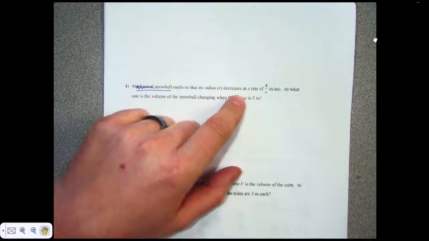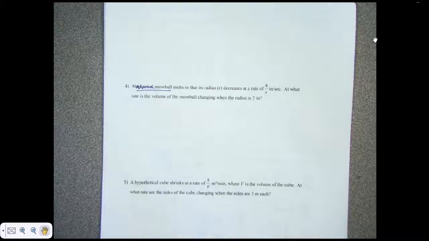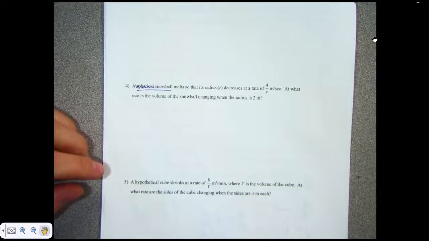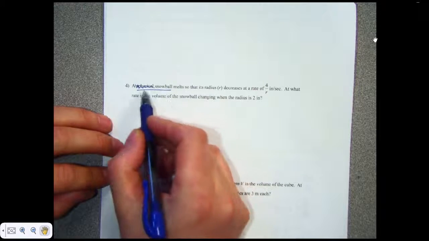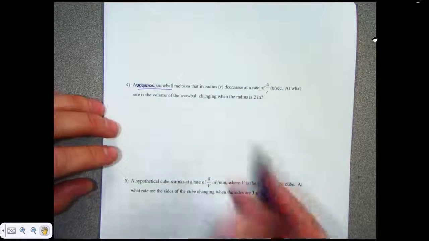A snowball is decreasing, so the snowball's melting, right? But as the snowball melts, there's more than one variable that's changing. The volume is getting smaller, the radius is getting smaller. If we wanted to get into surface area, all these things are changing as it melts. So it melts so that the radius decreases at a rate of 4 over r. So they throw this in here too.